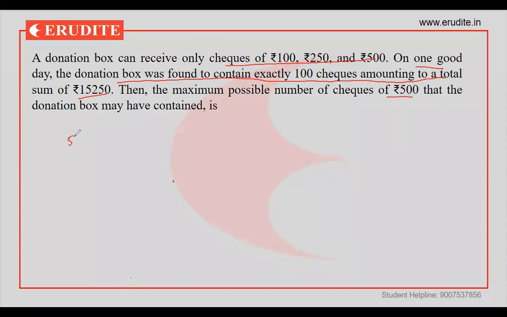So guys, there are three kinds of checks we have: 500, 250 and 100. The total number of checks is 100. So let's say this is X, this is Y, this is Z. So X plus Y plus Z, that means the number of checks of 500 is X, the number of checks of 250 is Y, and the number of checks of 100 is Z. Its value is 100. And it is also given 500X plus 250Y.